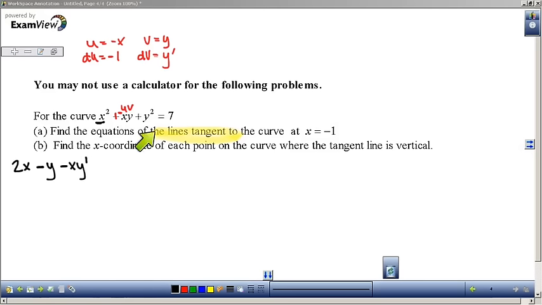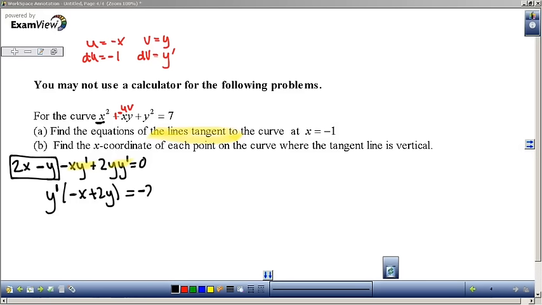And now we're going to take the derivative of y squared. So the derivative of y squared would be 2y times the derivative of y. And the derivative of 7 is 0. So anything that has a y prime, I'm going to leave on the left. So I'm actually going to factor out a y prime. And then these two, I'm going to move to the right. So I'm going to subtract 2x, and I'm going to add y. So then I'm going to divide by -x plus 2y.